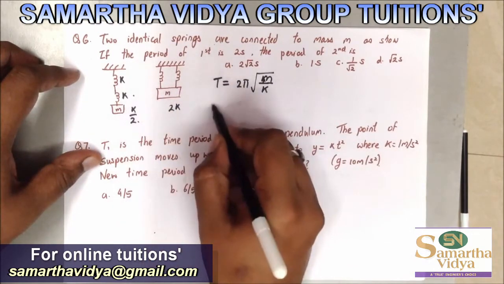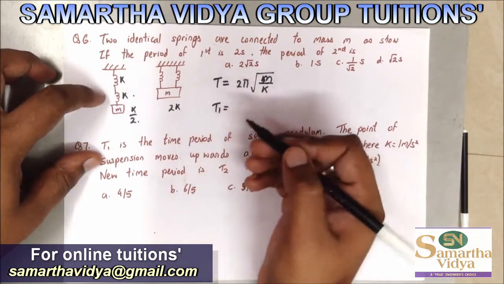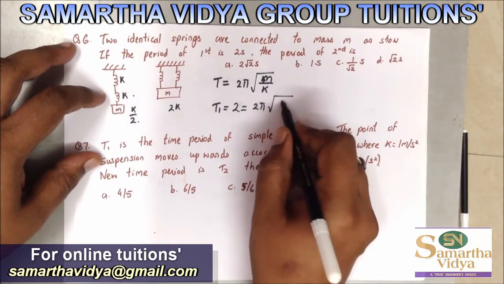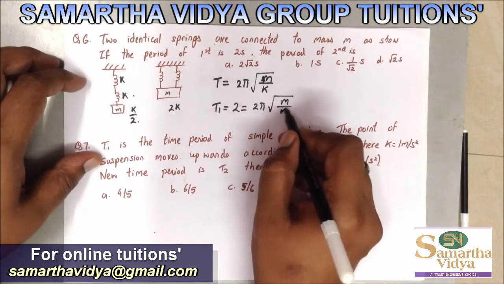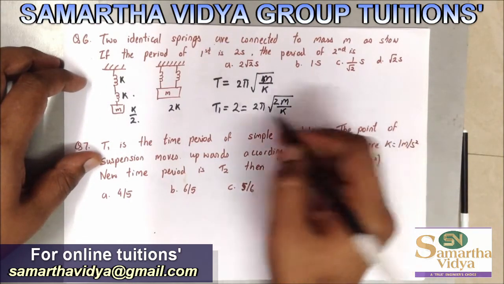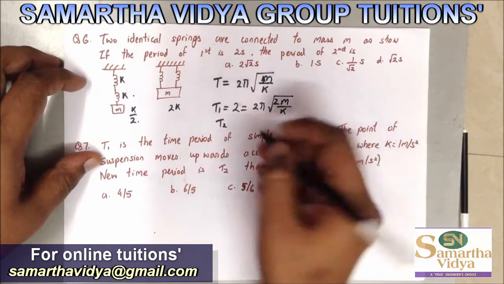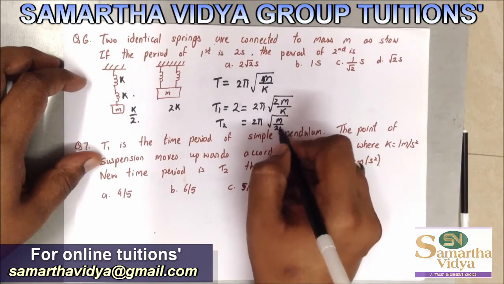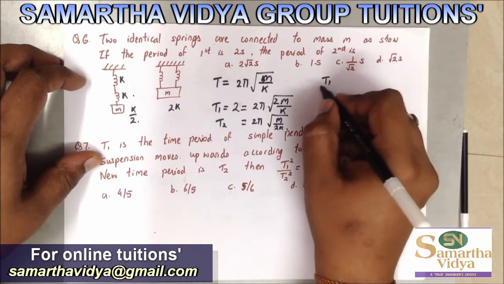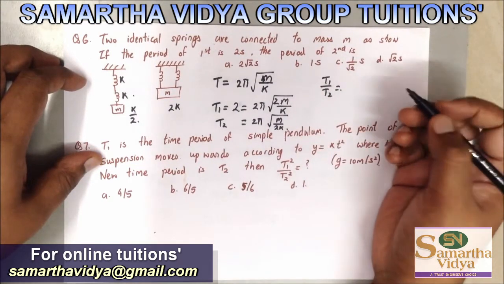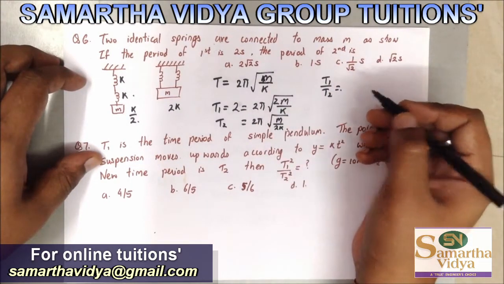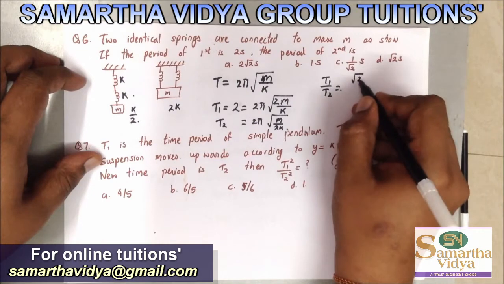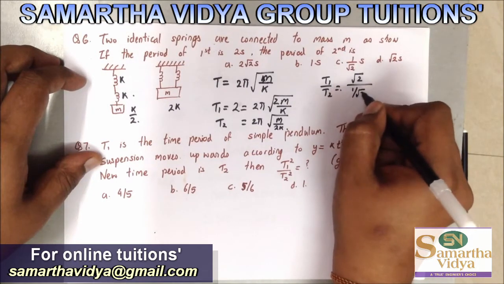Now in the first case, let us say T1 is for this whose time period is given, which is 2 seconds, equal to 2 pi root of m by k by 2. So it is going to be 2m by k. And T2, whose time period we need to find, is 2 pi root of m by 2k. So let us find the ratio of T1 by T2. You can see that the 2 pi gets cancelled out and also the m by k cancels out. So we have a root 2 in the numerator and a 1 by root 2 in the denominator.